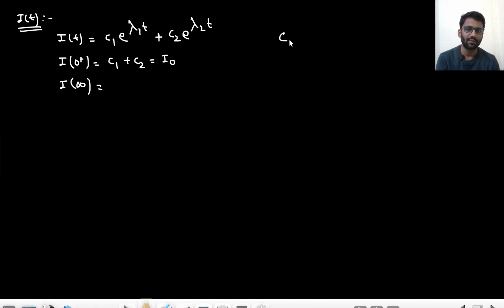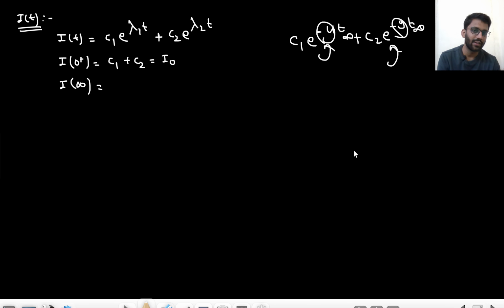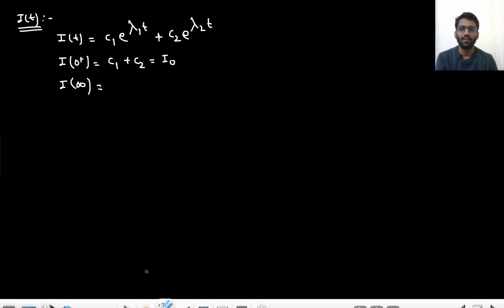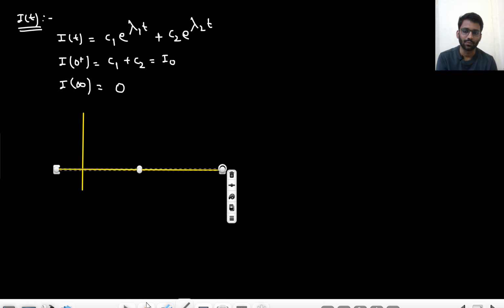But if you put infinity here, someone will say that e to the power infinity will come, so it will be infinity plus C2 into infinity. Is that right? No, it's wrong because alpha 1 and alpha 2 are negative. In reality, alpha 1 is something like minus 4 and alpha 2 is something like minus 9. So these values are negative actually. If you put t equals infinity, it will go to 0. Are you getting my point? So i(infinity) will be 0 only. From I naught it will start and go to 0, but slowly. The response will be slow.